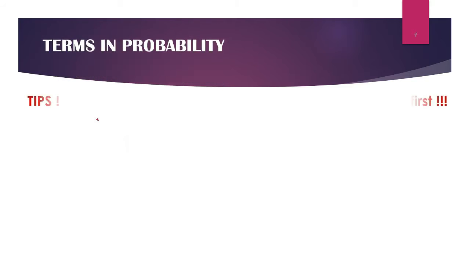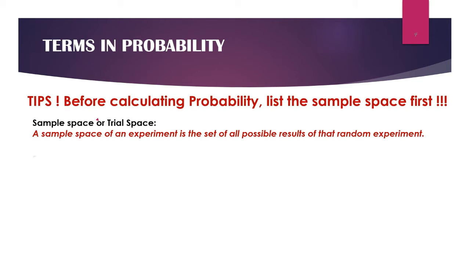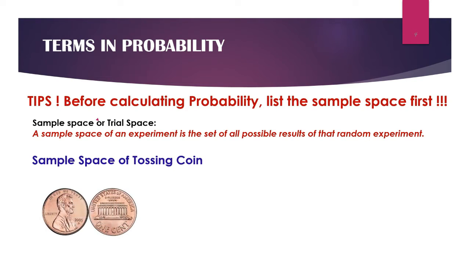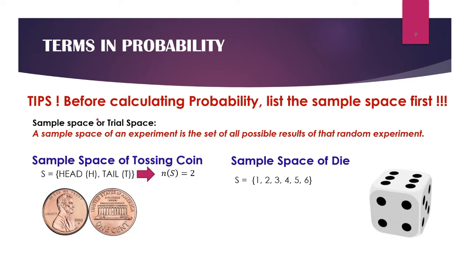Next, terms in probability. The most important thing in solving probability is that you have to know the steps. List the sample space first. Sample space of tossing a coin: there are 2, head and tail. So the number of sample space is 2. The second is a die. Sample space of a die: there are 6 faces, so the sample space is 1 to 6. Number of sample space is 6. That's clear, right? Go.